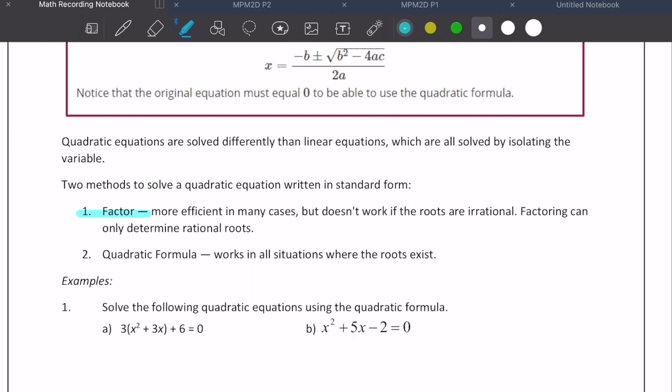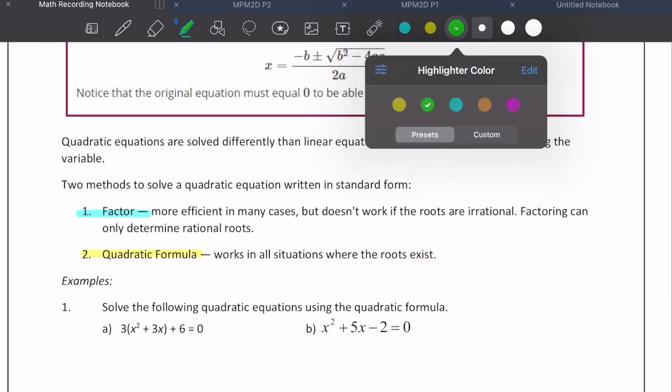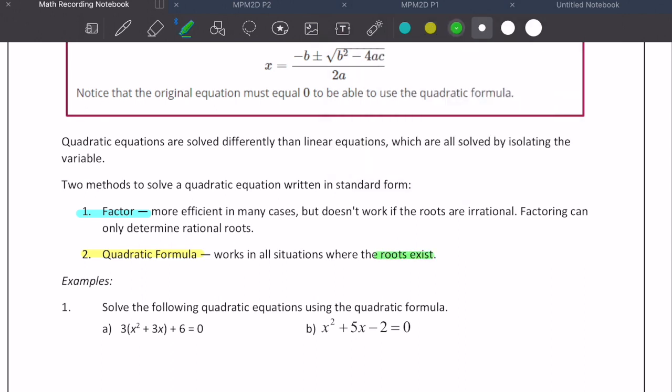However, the quadratic formula, which is what we're going to be working with today, works in every single situation where the roots exist. This is the caveat. The roots need to exist, meaning that there needs to actually be a root. It has to go through the x-axis. So we're going to do a couple of examples. I'm going to write down some examples here. The rest you'll find in the document that is a complete lesson with the homework answers.